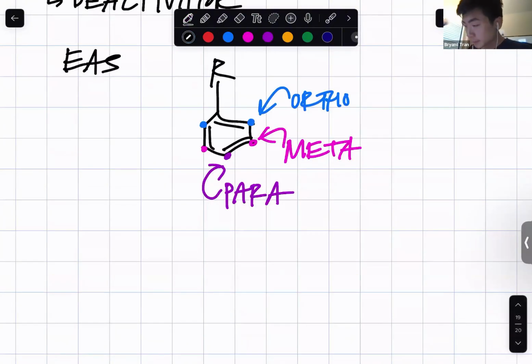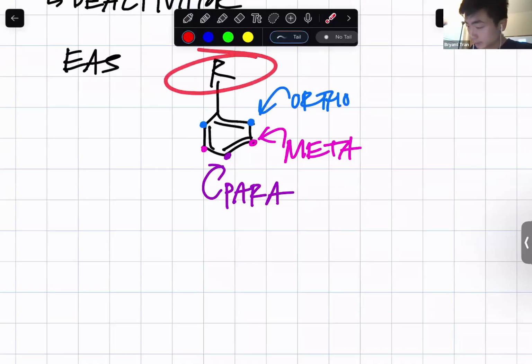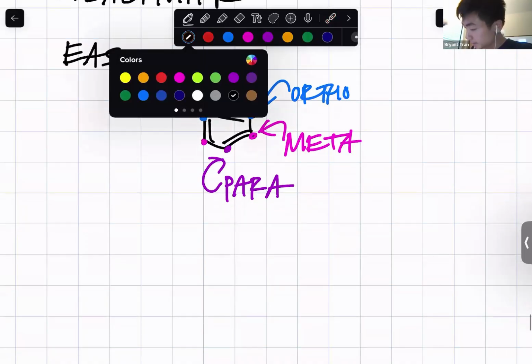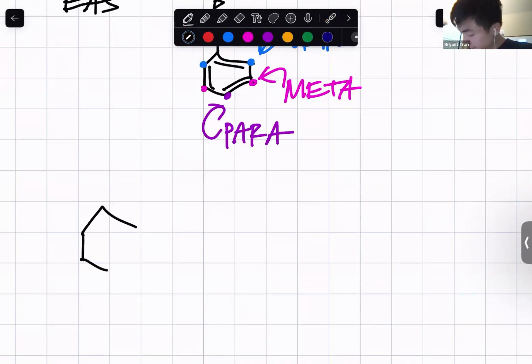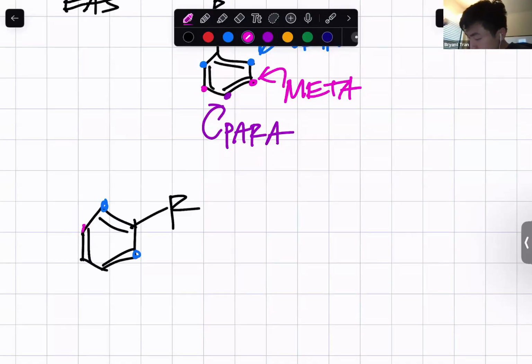Okay. Now that is just going to be positional terms in relation to a reference group, right? If the reference group is up here, these are going to be the ortho positions. These are going to be the meta positions, and these are going to be the para position. Now, if the reference group is over here, then these will be the ortho positions, these will be the meta positions, and this would be the para position here. Okay.